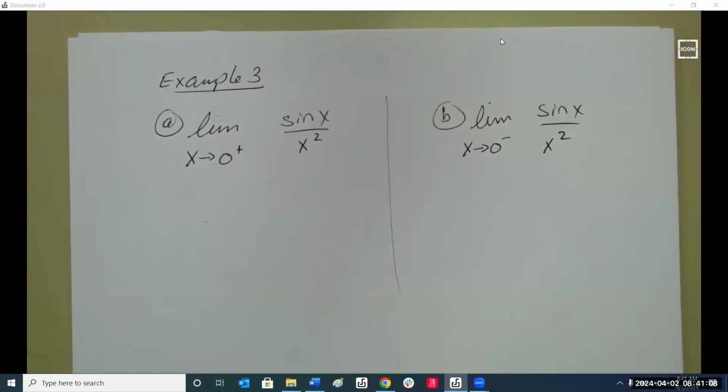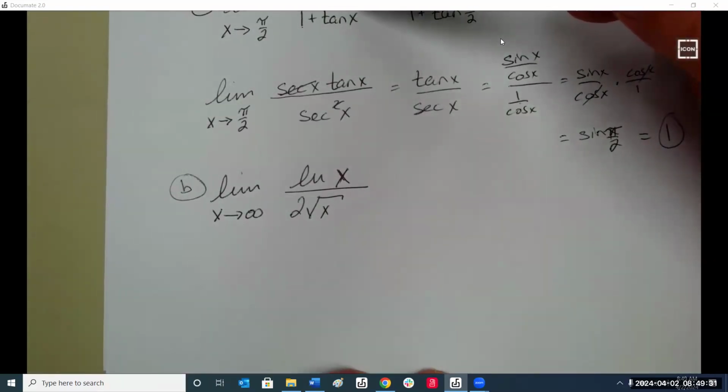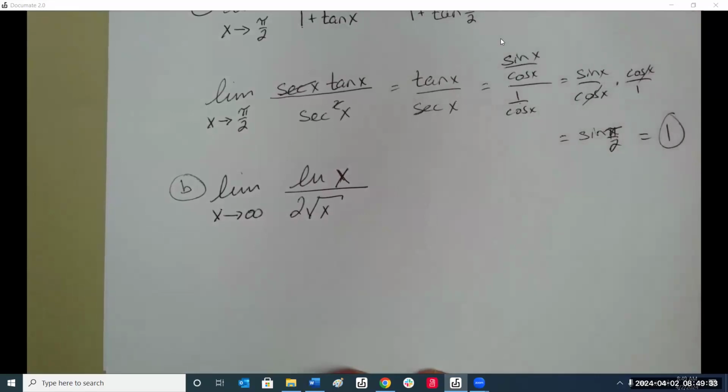There's not much moving parts here. So let's see what happens. Secant at pi over 2 is 1 over cosine of pi over 2. It's 1 over 0, which is infinity. Tangent at pi over 2 is sine over cosine. It's also infinity, so it's infinity over infinity.